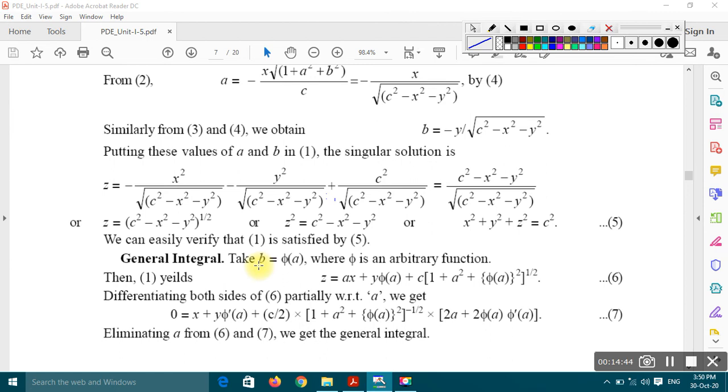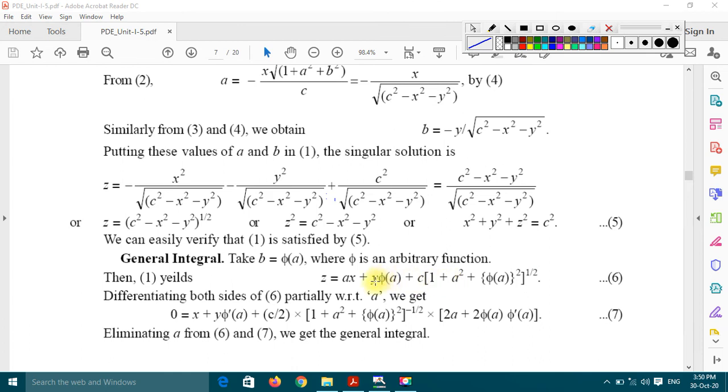We assume that b is equal to phi of a, where phi is an arbitrary function. Now substitute the value into the equation. Our z is equal to ax plus by plus c under root 1 plus a square plus b square. Okay, so z is equal to ax plus y phi a plus c into 1 plus a square plus phi a square whole power 1 by 2.